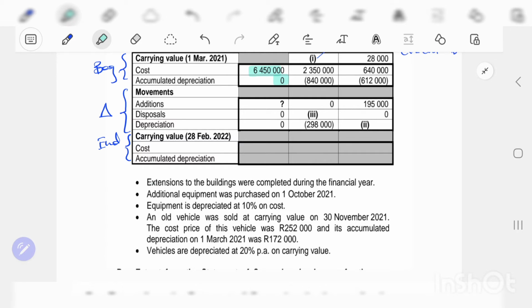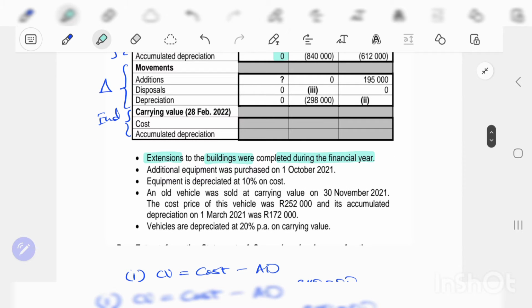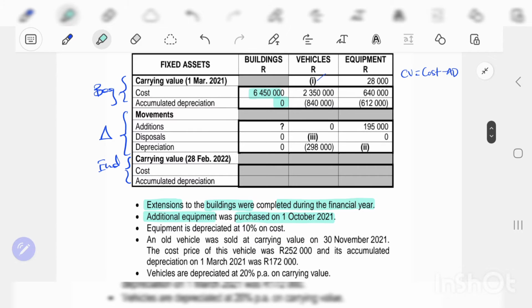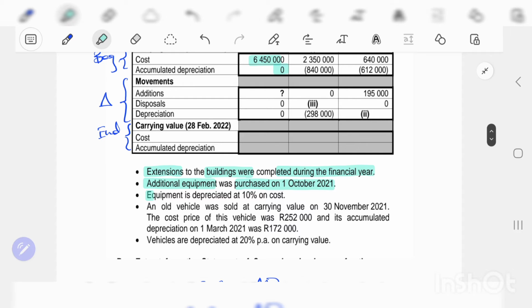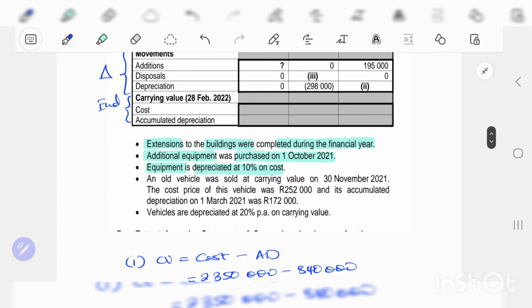So let's go to our adjustments now. Under adjustments, you are told that there were extensions on the buildings that were completed during the financial year. You are also told that additional equipment was bought on 1 October 2021, and that equipment is depreciated at 10% on cost. In the second last bullet, you are told that the old vehicle was sold at the carrying value on 30 November 2021. And this is very important.